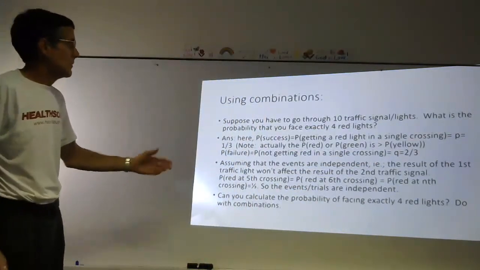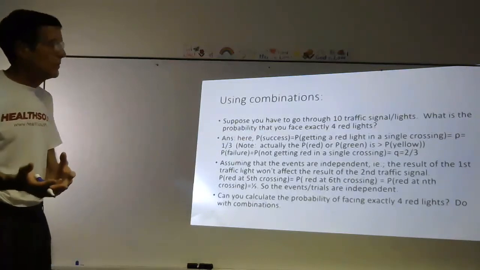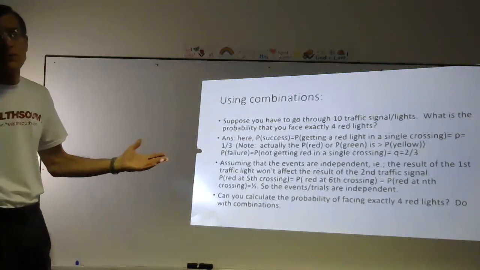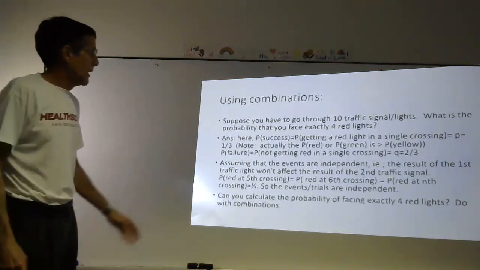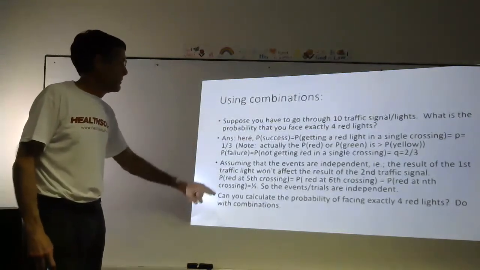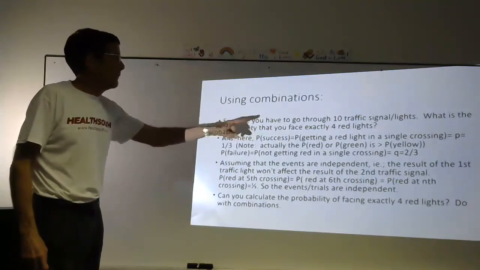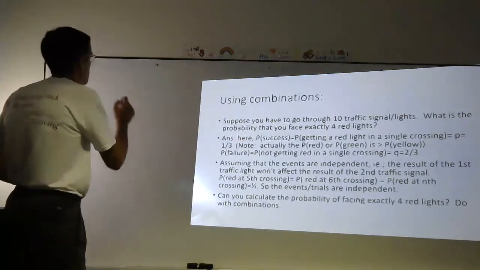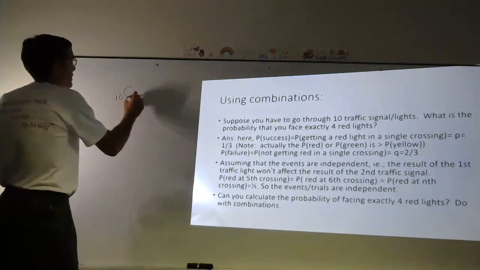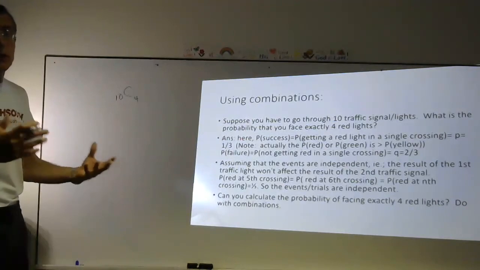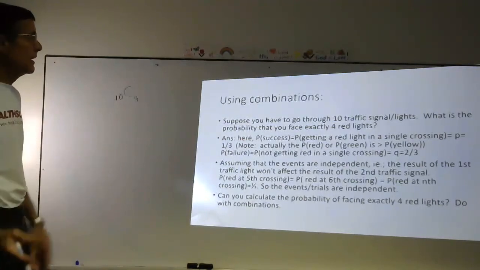All right, we're going to assume they're independent. In other words, whatever light you get on the first light has nothing to do with the second light, okay? All right, so we want to calculate the probability of getting exactly 4 red lights out of the 10. Would that not be a 10C4? Yeah? Okay, that's how many different ways you can get 4 red lights out of 10.